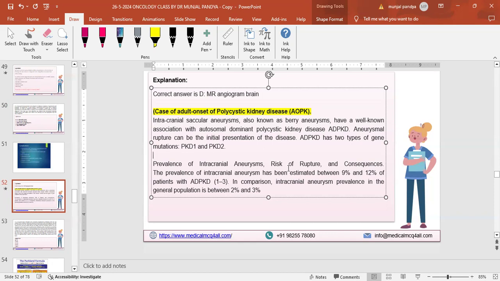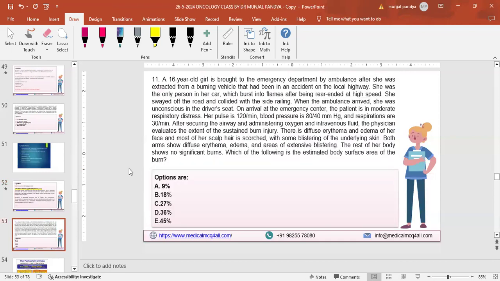Prevalence of intracranial aneurysm, risk of rupture and consequences. The prevalence of intracranial aneurysm is estimated at 5 to 12% of patients with polycystic kidney disease, in comparison to 2 to 3% in the general population. So the general population is around 3%, but with polycystic kidney disease it is much higher, 12% or 5 to 10%. So that's it, this is the answer.